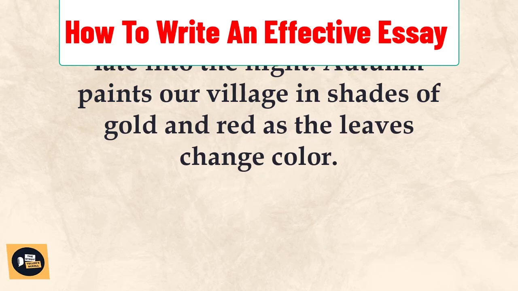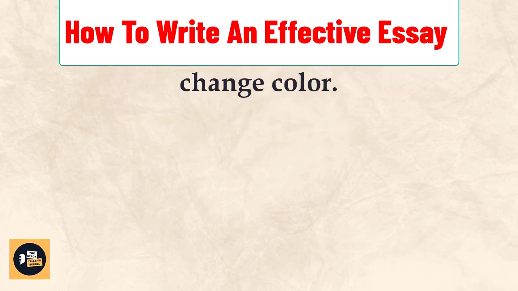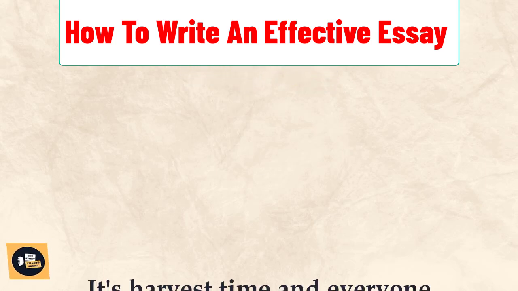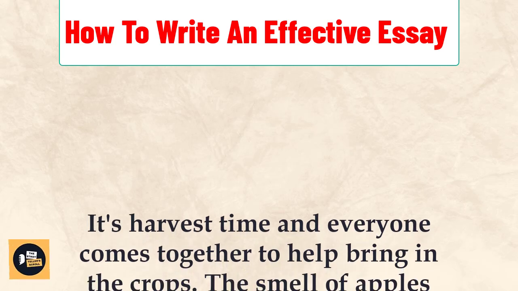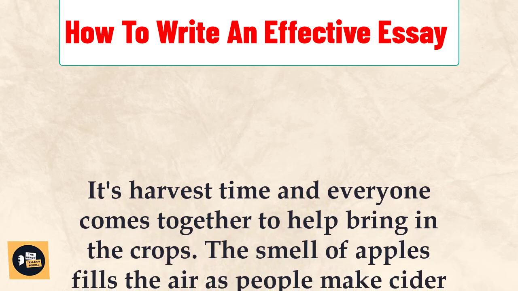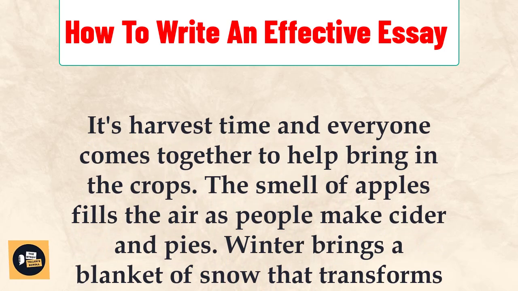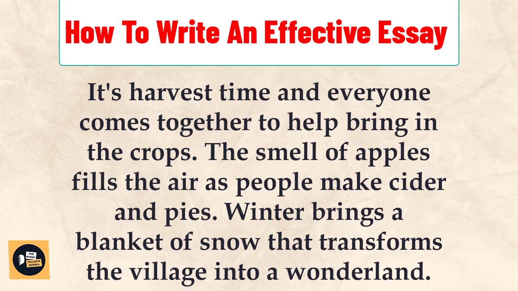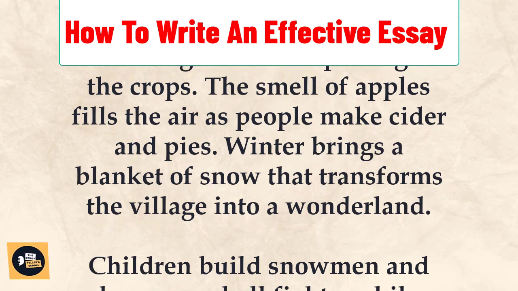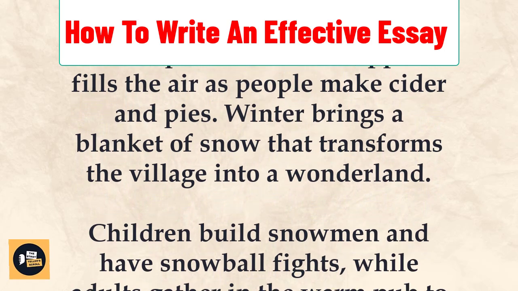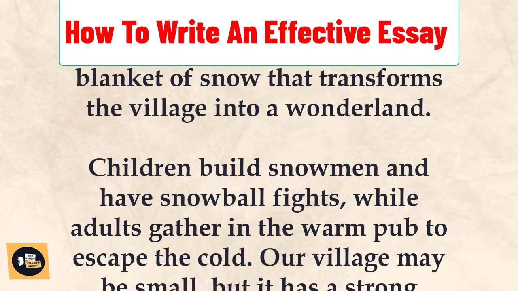Autumn paints our village in shades of gold and red as the leaves change color. It's harvest time, and everyone comes together to help bring in the crops. The smell of apples fills the air as people make cider and pies. Winter brings a blanket of snow that transforms the village into a wonderland. Children build snowmen and have snowball fights, while adults gather in the warm pub to escape the cold.